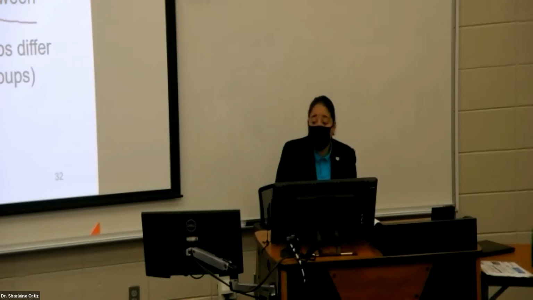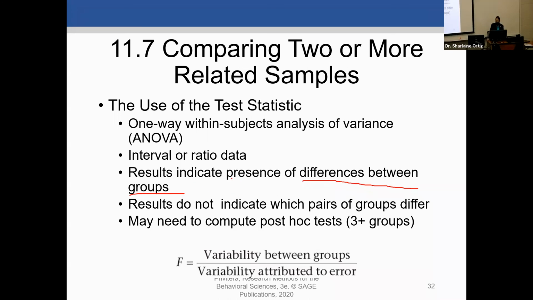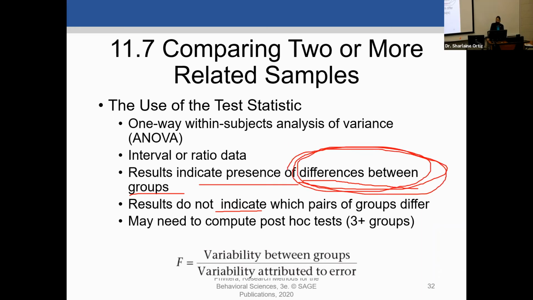But notice that one of the downfalls of the ANOVA is, sure, it's going to tell you if there is indeed the presence of a difference between the groups. But the downfall is it won't tell you which one. It won't tell you which pair of groups is the one that is different. Now, how exactly can we find out? Okay, I found out there is a difference, but which one?